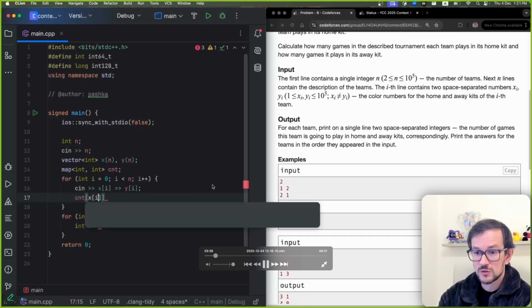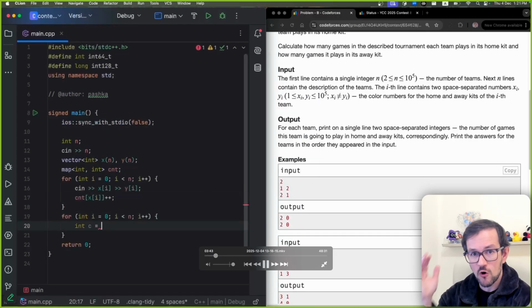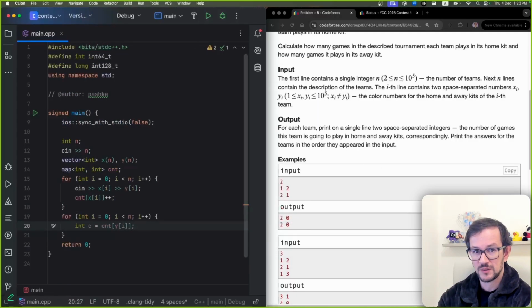Pretty straightforward. All the home games we play in the home kit. That's easy. But some of the away games we still play in the home kit, and we do it if the color is the same. So the number of times we play away with the home kit is the number of times when our away kit is the same as someone's home kit.